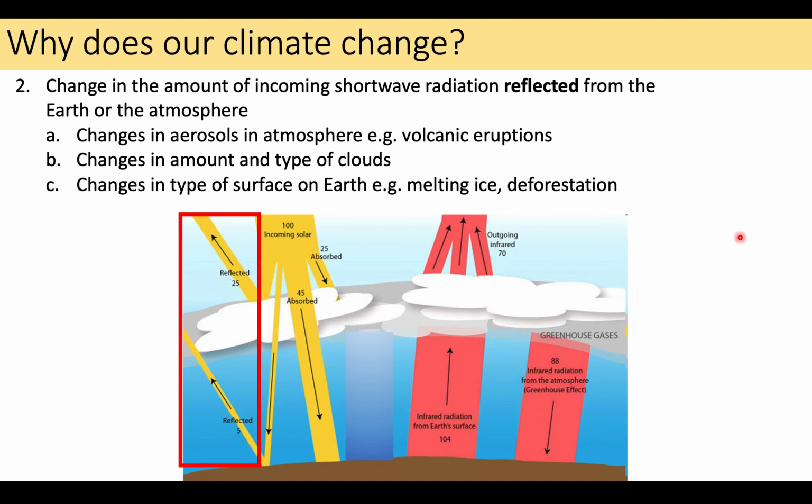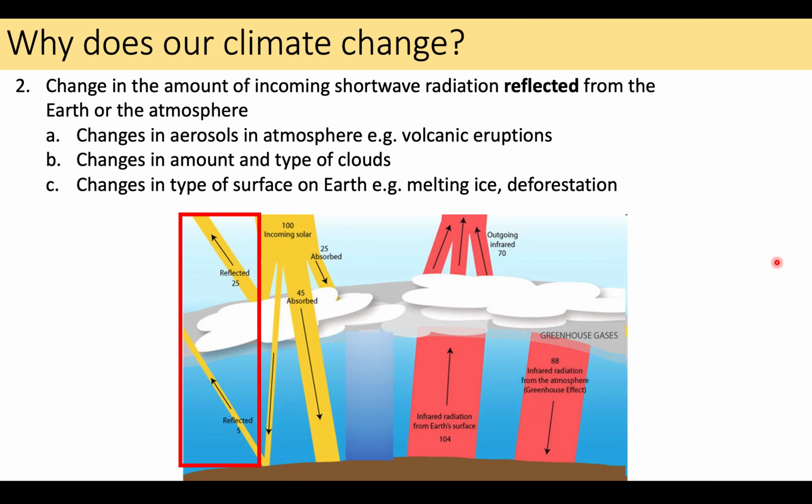Another thing that can change is the amount of that incoming radiation from the sun that gets reflected. So what is reflected back from our atmosphere, as well as some sunlight reflected right back off of our surface. Remember, about 30% of the incoming solar radiation is reflected before it can be absorbed. That 30% can change.